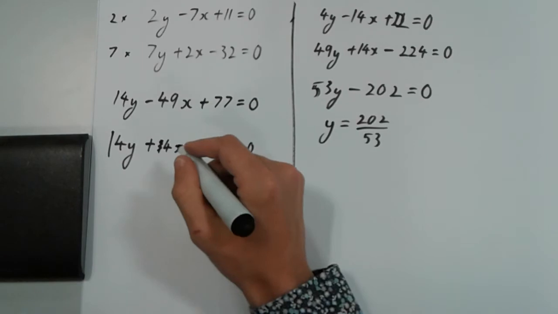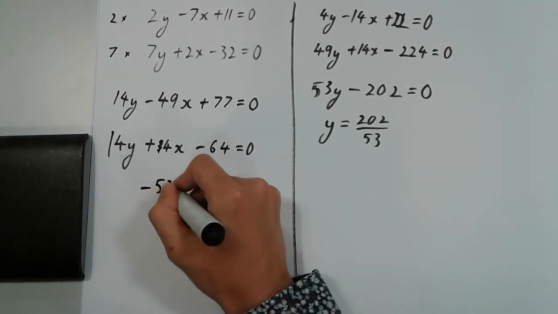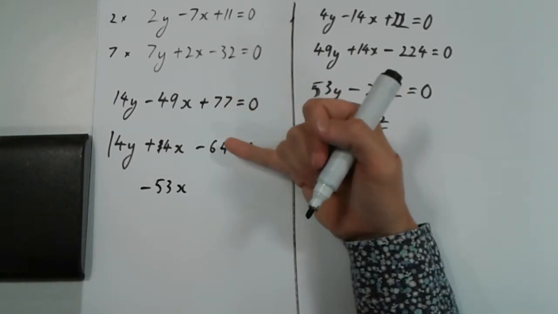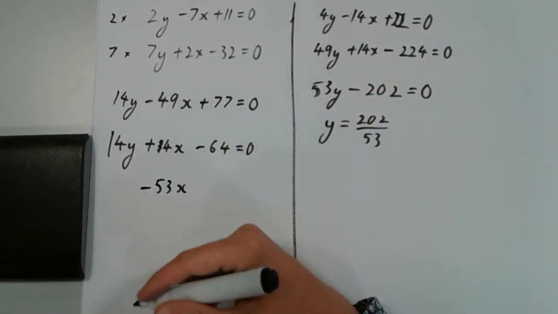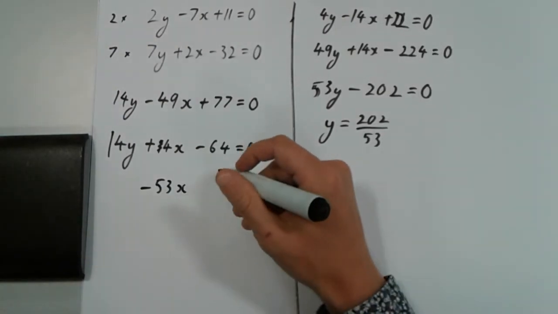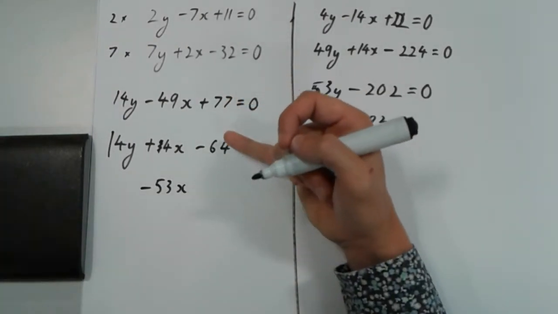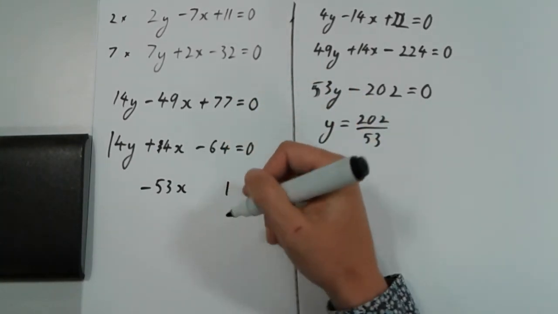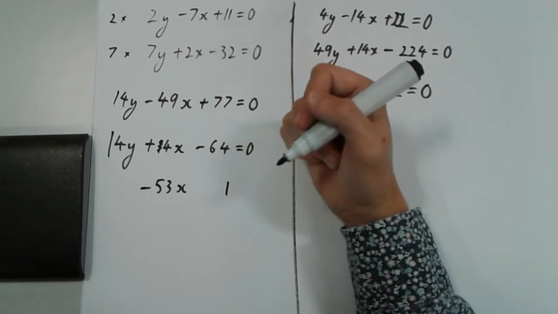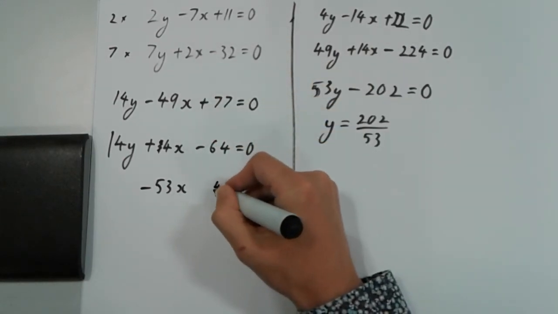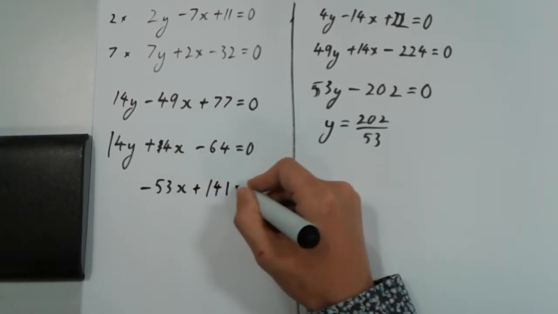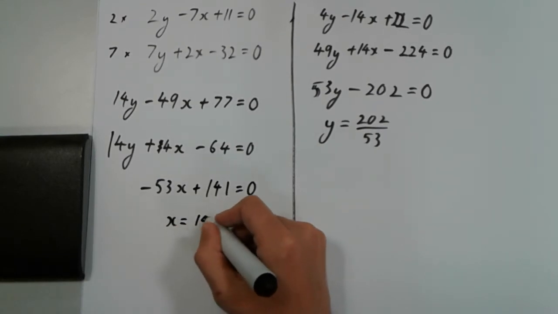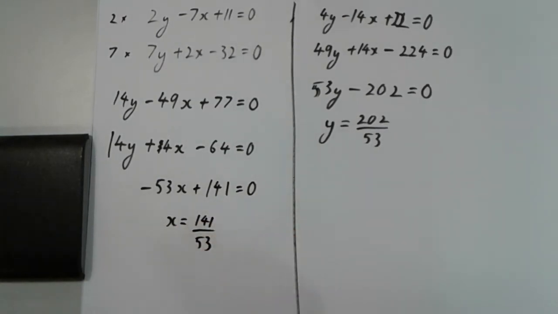49 take away 4 gives me minus 53x. And then 77 take away negative. So again, be very, very careful. If you do it on your calculator, it will take care of all of your signs for you. So we're taking away a negative, so we're adding these. 7 plus 4 gives us 11. 6 plus 7 gives us 13, carrying the 1 from earlier. Gives us that. Solving, we get x is equal to 141 over 53.